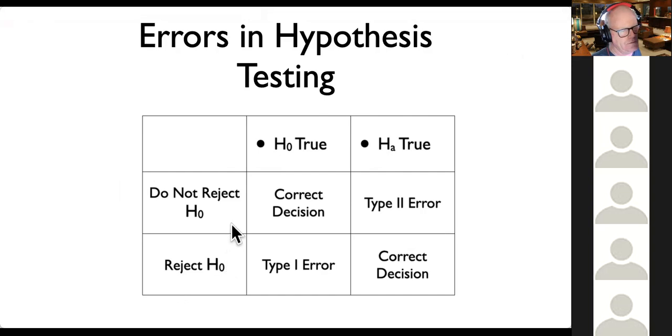Here's what we can control. H0, do not reject H0, and reject H0. So do not reject H0. This is our decision. This is reality up here. This is our decision over here. All right.